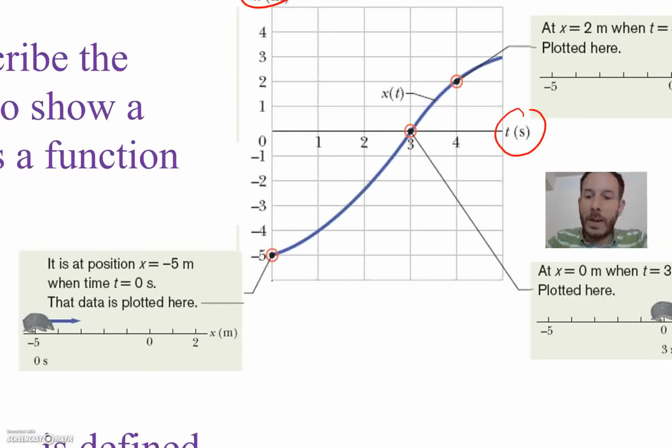So it's pointing out a couple different points. Now, as we move to the right in this graph, time is increasing. So time is progressing, and position is just shown on the vertical axis. If you notice in the bottom left, it's saying that the position x is equal to -5 when time is equal to 0. So that data point is plotted there.